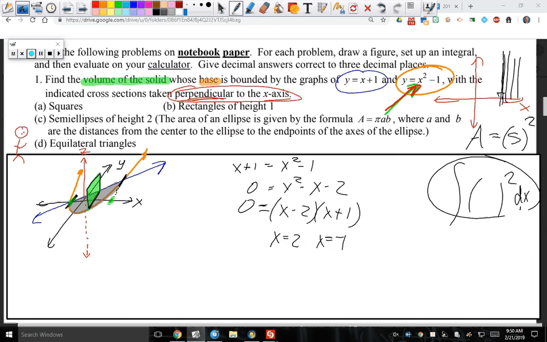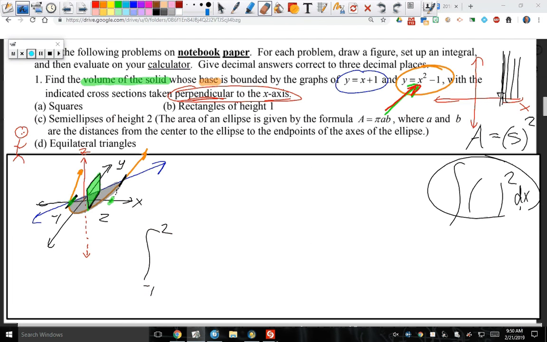So we know -1 to 2 is what we're going to set our integral to, that we're about to integrate through that base. Side squared, that's what we're looking for. Side squared, this is big. So we know it's side squared dx. And that's it. There's no pi on this one because they're not circles.